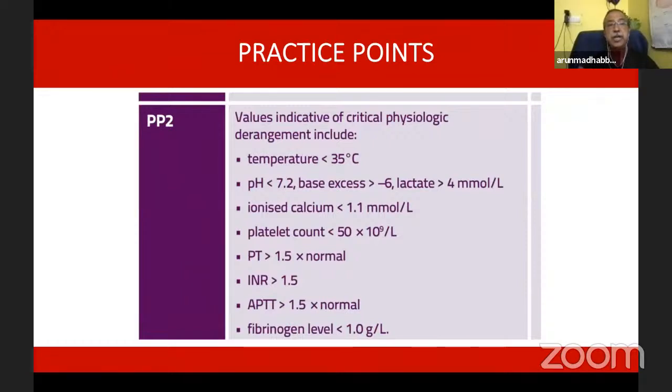Next, values indicative of critical physiological derangement include temperature less than 35 degrees centigrade, acid-base, that is pH less than 7.2, ionized calcium less than 1.1 millimole per liter, platelet count less than 50,000 per liter, prothrombin time and INR in a subnormal way, and fibrinogen level less than 1 gram per liter.